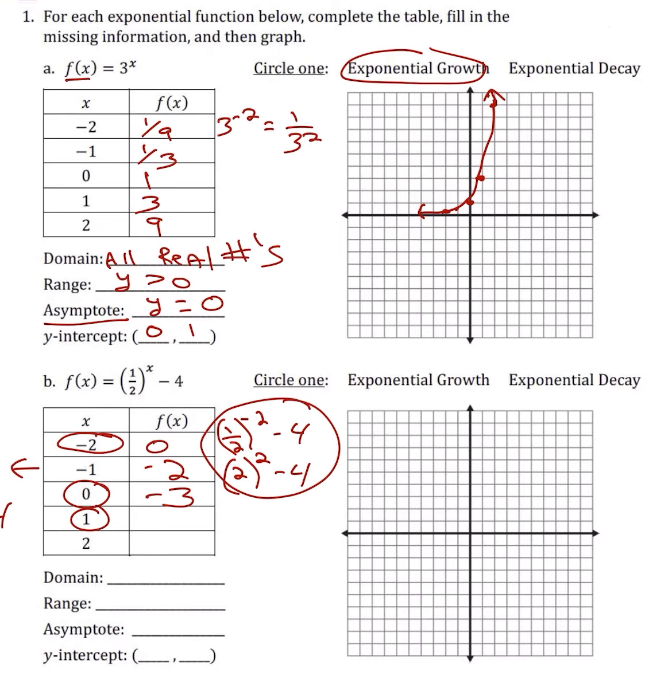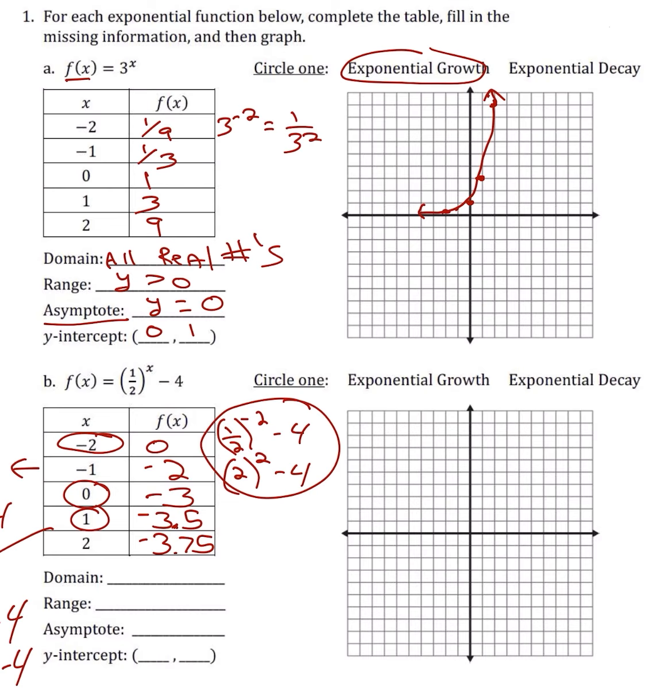1/2 to the first is 1/2. You can do the work, but for this one, 1/2 minus 4 should be -3.5, and I'm going to write it as a decimal, -3 5/10. Okay, when x is 2, we have 1/2 squared, which is 1/4. So it's 1/4 minus 4, and 1/4 minus 4 is -3 3/4. I'm going to write it as -3 75/100. You can check that on the calculator if you'd like, or do the math, but that is our values.